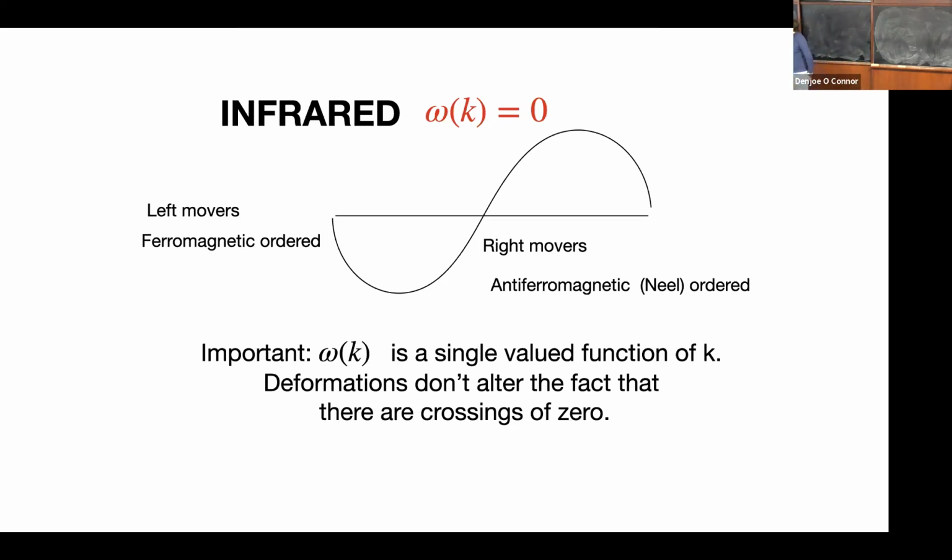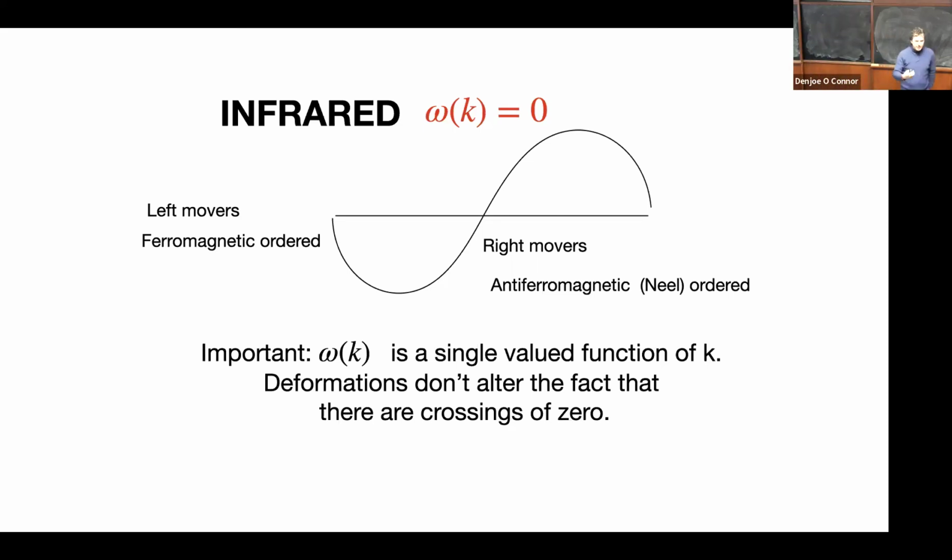Now, the important thing here is that omega of k is a single function of k. So even if I deform my Hamiltonian, even if I make it more complicated, even if I try to move around the dispersion relation, this is controlled by the fact that I have a function from a circle, which is the Brillouin zone, to the real numbers, and it is continuous. If there's one crossing of 0, there needs to be another crossing of 0. And you cannot get rid of the fact that k is conjugate to minus k. So the two crossings of 0 will always be at 0 or pi, sorry. So you cannot get rid of these crossings of 0, and that's what keeps the theory gapless.